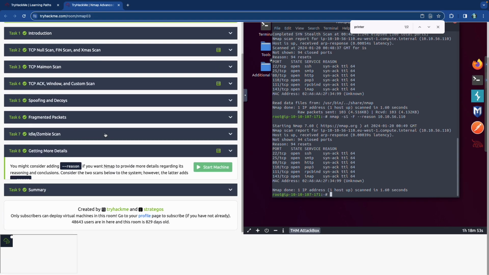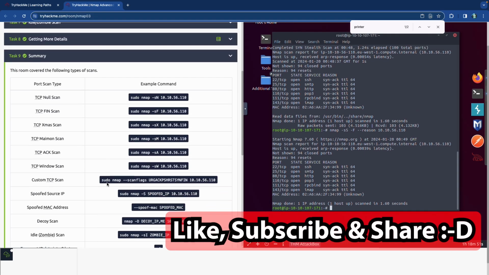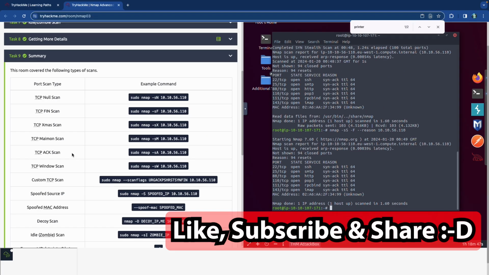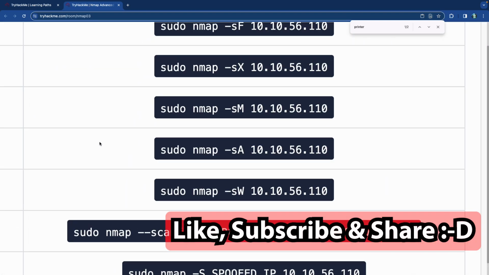This was advanced scanning with Nmap, and here's your little cheat sheet as we go. Let me actually zoom in this way. There we go.